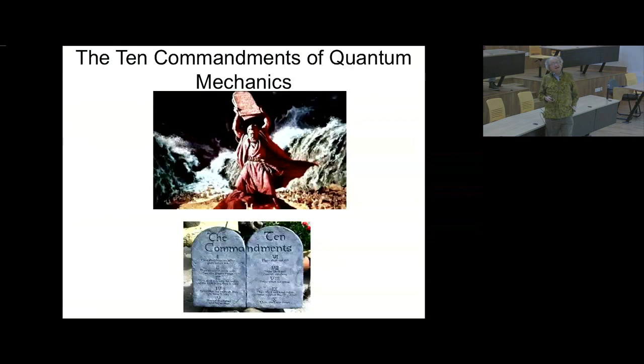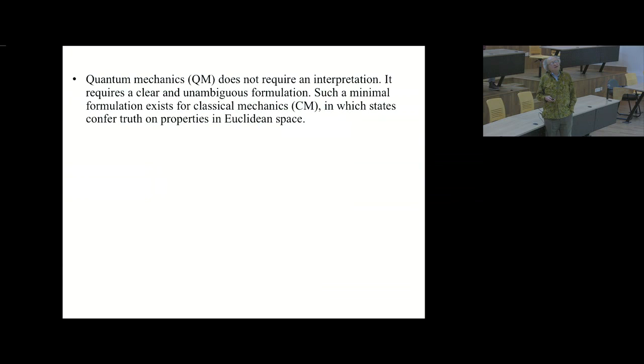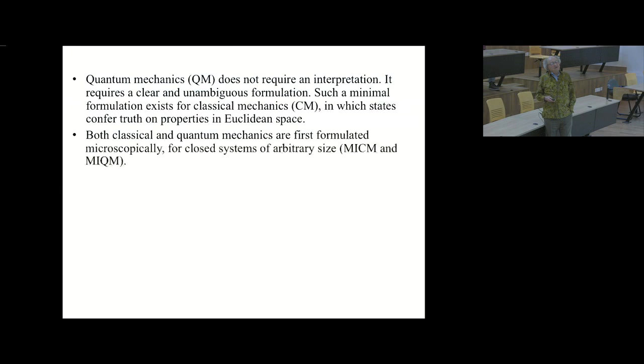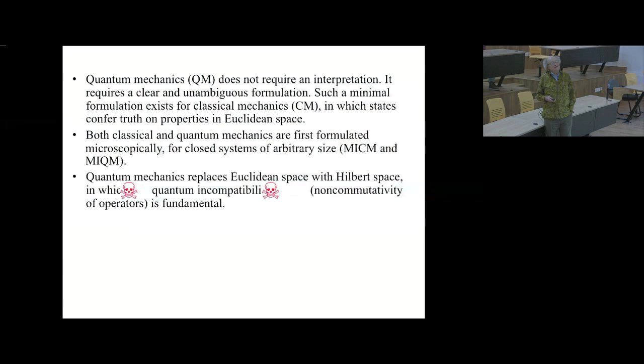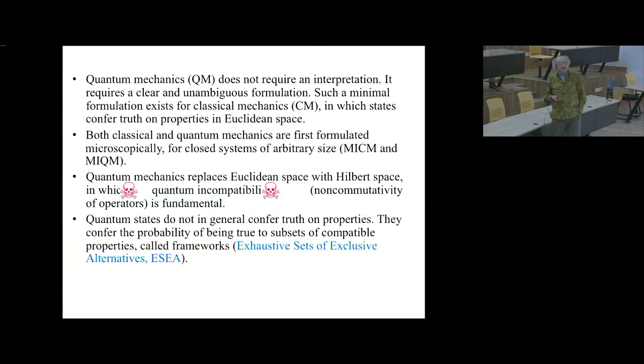I consider the less said about them, the better. Here are what I call the 10 commandments of quantum mechanics by way of summary. Quantum mechanics doesn't require an interpretation. It requires a formulation, just like classical mechanics. Both classical and quantum are first formulated microscopically for closed systems of arbitrary size. Quantum mechanics replaces Euclidean space with Hilbert space. Quantum incompatibility: quantum states do not in general confer truth on properties. They confer the probability of truth to subsets called frameworks.